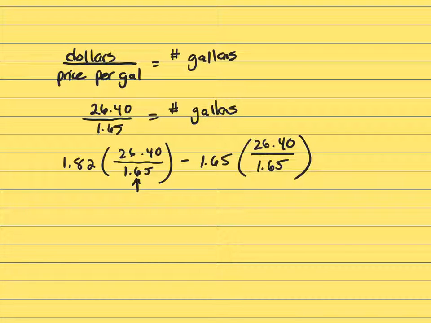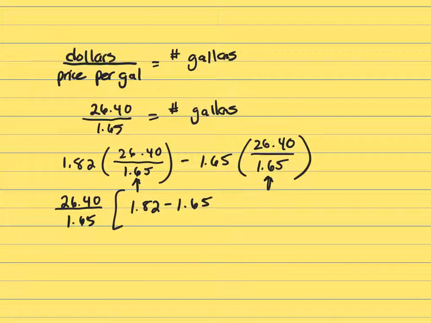So you've got this common factor. I would factor that out. $26.40 divided by $1.65. If you factor that out of each term, you're left with $1.82 minus $1.65. So that is $26.40 divided by $1.65, and that's 17 cents. Normally, I like to multiply by 100 or 1,000 or whatever to move my decimals, but I think on this one, I would just bite the bullet and just do the long division.